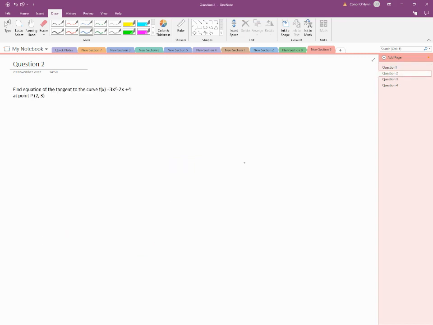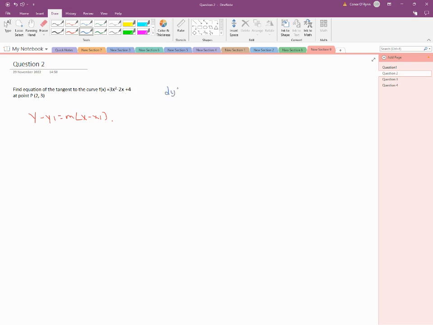Question 2 then. Find the equation of the tangent to the curve. What's a tangent? A line. So they want the equation of a line, so use that equation of a line formula. That's what we need to use. So we need a point on the line, and we do, and we need a slope of the line. So how do we get the slope of a line? Well, what we do is we're getting the slope here of 3x squared minus 2x plus 4.